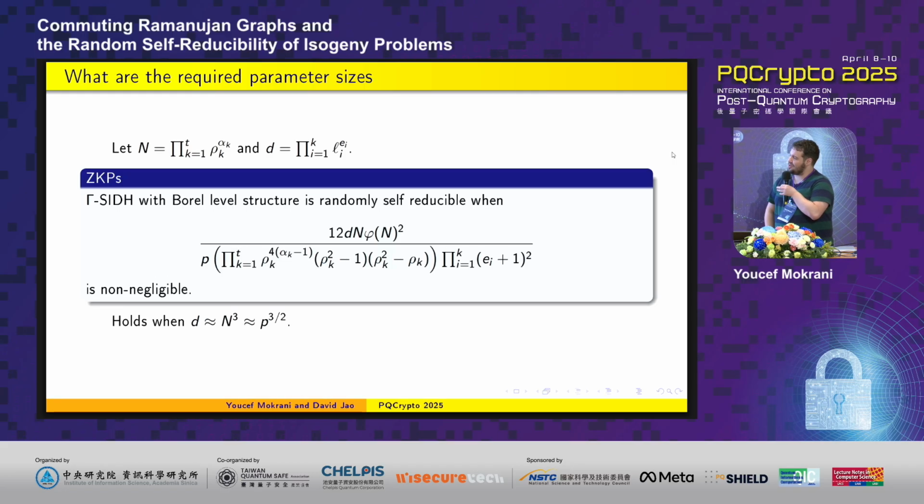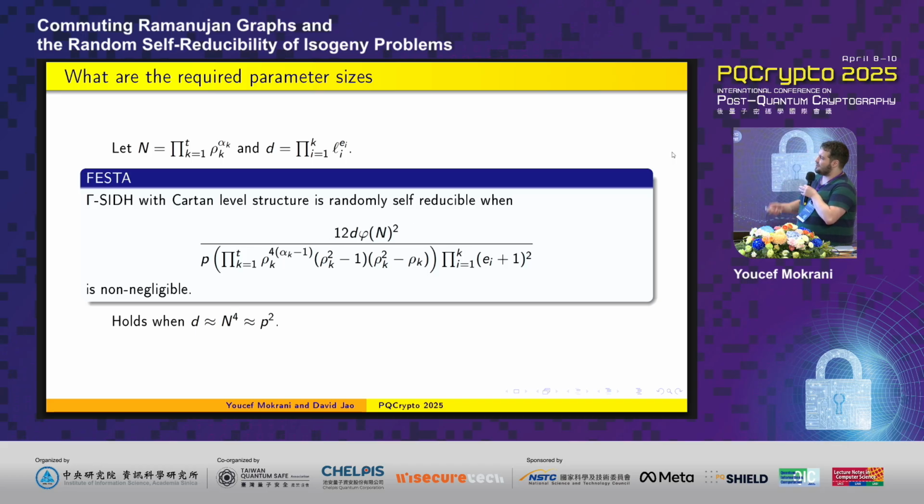Okay, so when we do, for example, the Borel level structure, the fraction gets much more complicated just because now the value of n is actually important. If you want a rough estimate on when this is non-negligible, if you assume, for example, that d and p are both just prime powers, this will hold whenever your degree is about the cube of the size of n and at the same time about 3 times the size of p. And for the Cartan level structure, it's similar. This time you need your degree to be 4 times the size of n and twice the size of p.